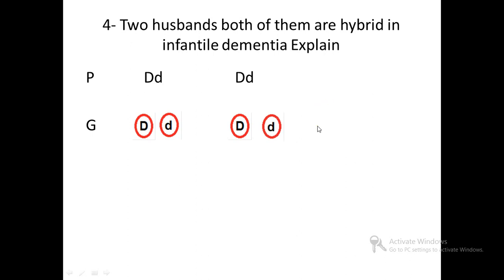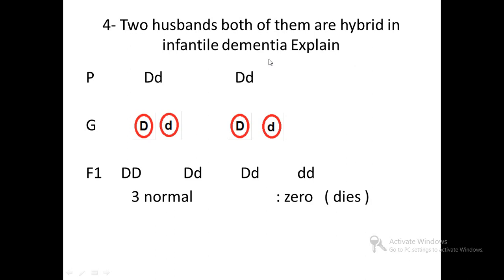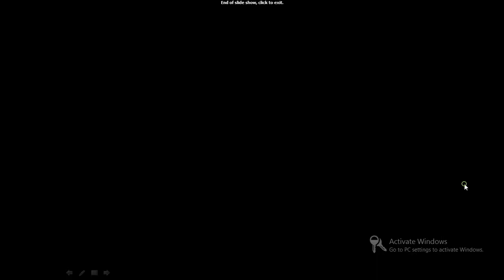2 husbands, both of them are hybrid in infantile dementia. Infantile dementia is a keyword that the problem is a lethal gene case. The two parents are hybrid. Parent number 1 produces 2 types of gametes, and the second parent produces 2 types of gametes. D small dies, as infantile dementia is a recessive lethal gene. 3 normal to 0. Good luck.